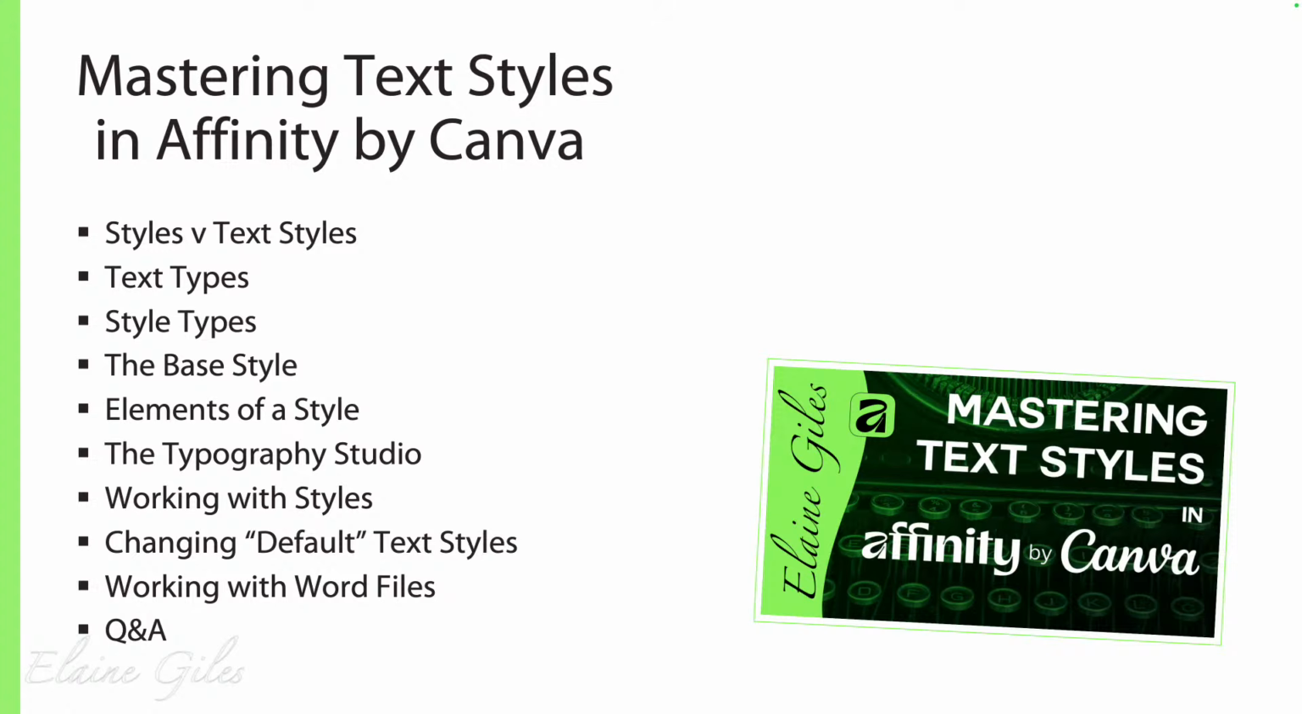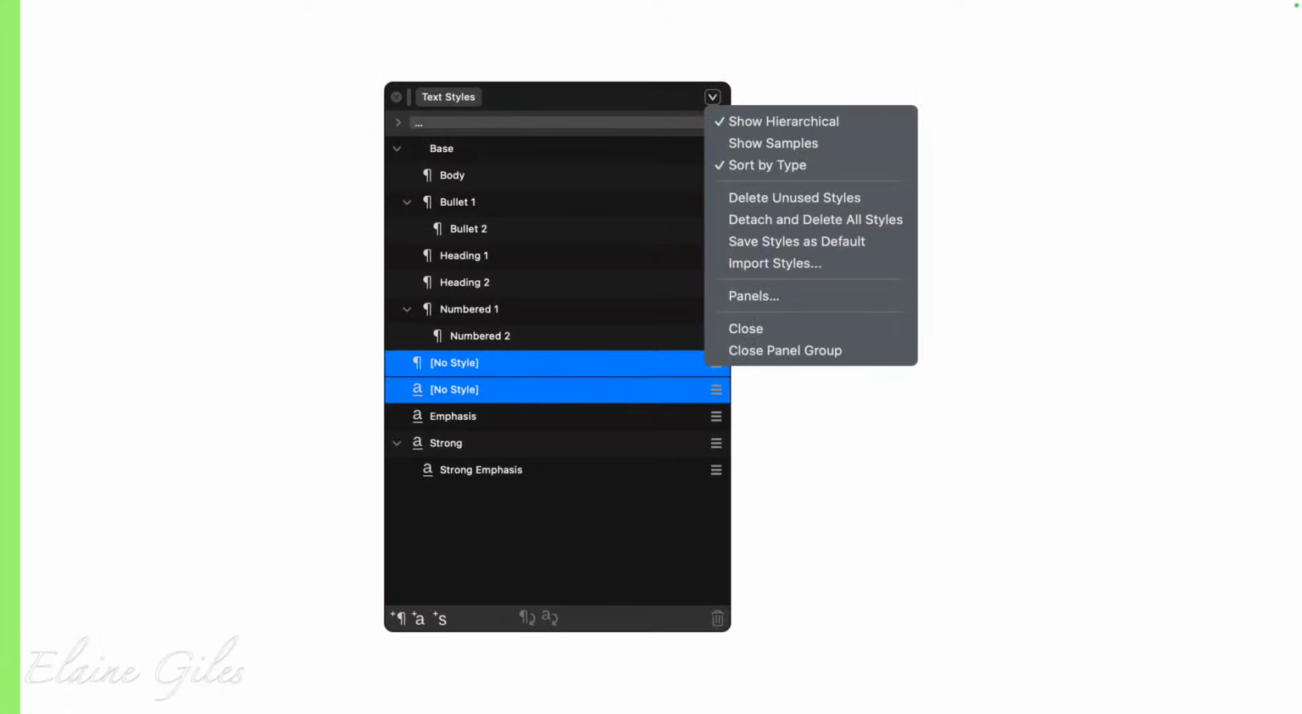Now, you might want to take a screenshot of this, which was how I set up the look of my text styles. So I did show the hierarchy, I did sort by type, and I was not interested in the slightest in the samples because it just doesn't work that well.